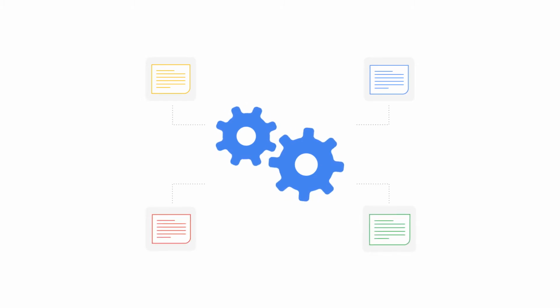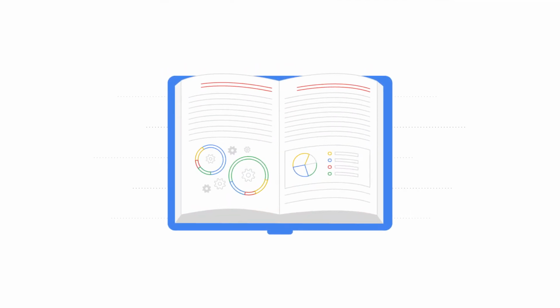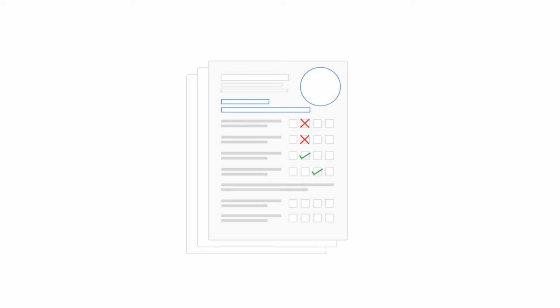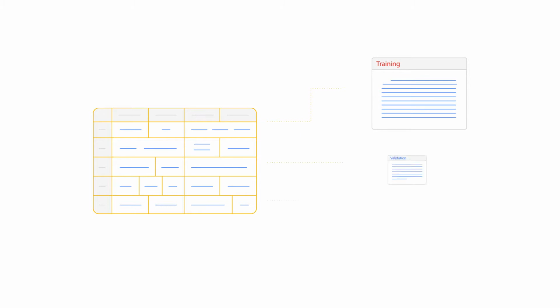Before a model can make predictions, it needs training, which is like sending the model to school. First, there are lessons to learn from the data. Along the way, there are quizzes to check knowledge and correct any misunderstandings. In the end, there's a final exam. When training the model, you split the data into three sets: training, validation, and test.